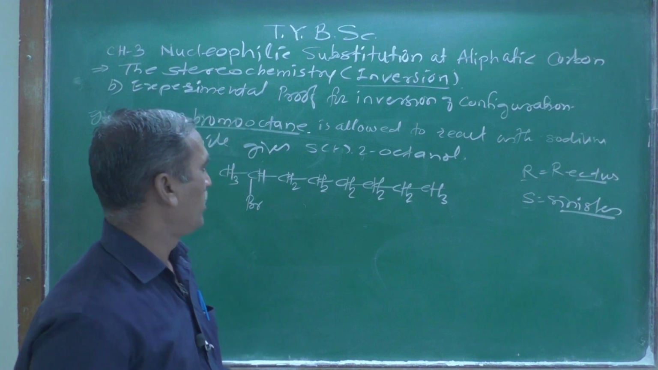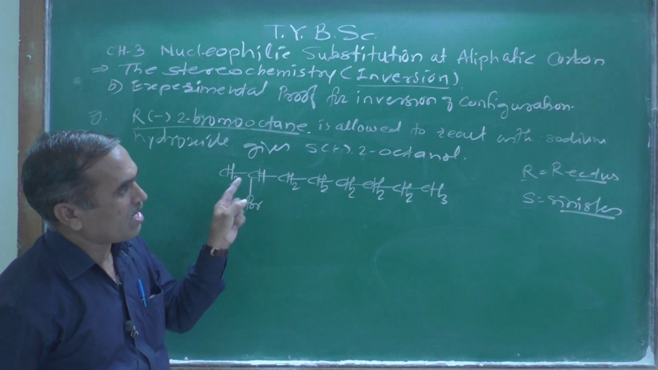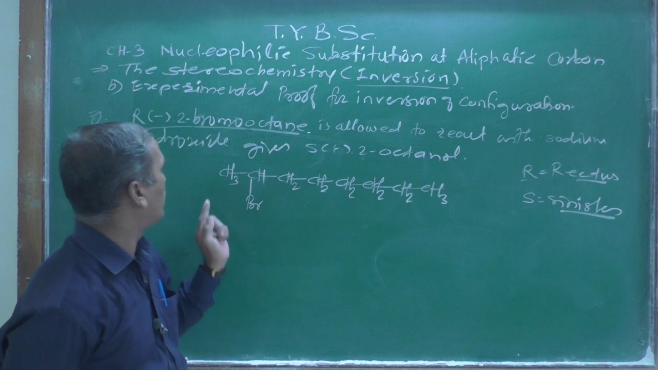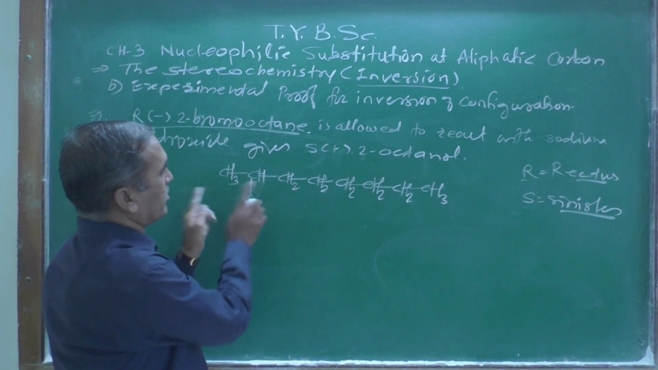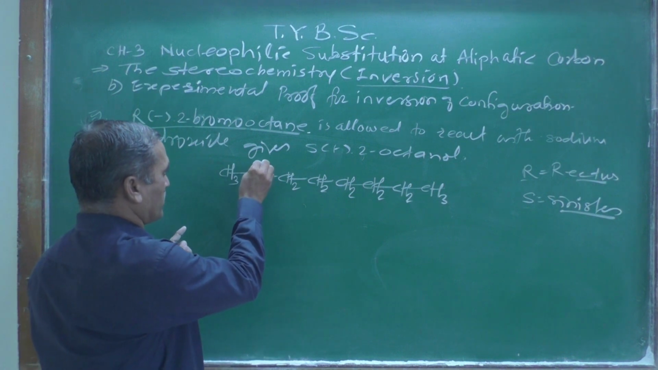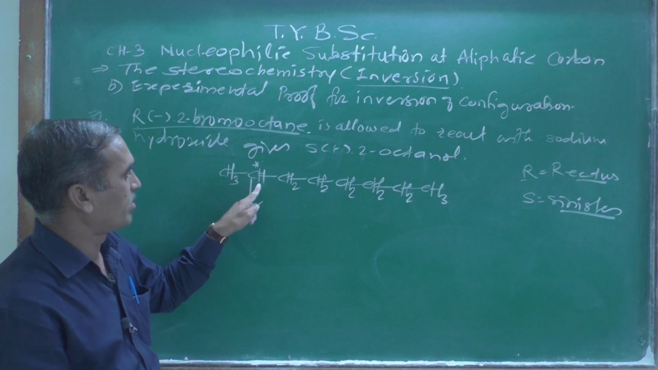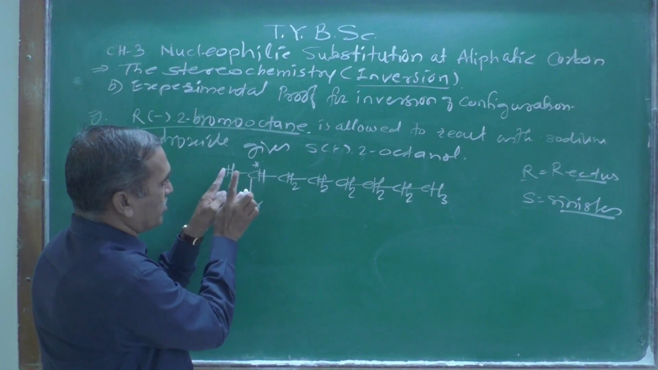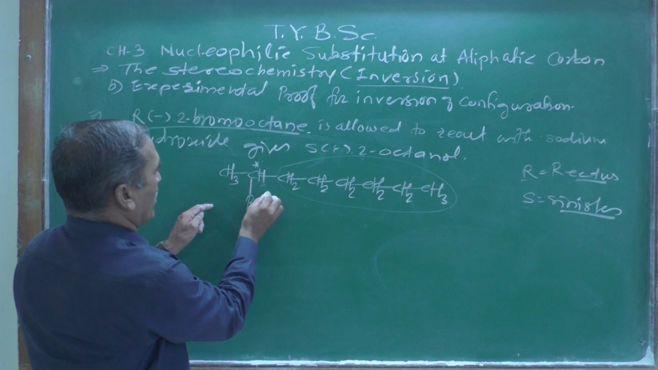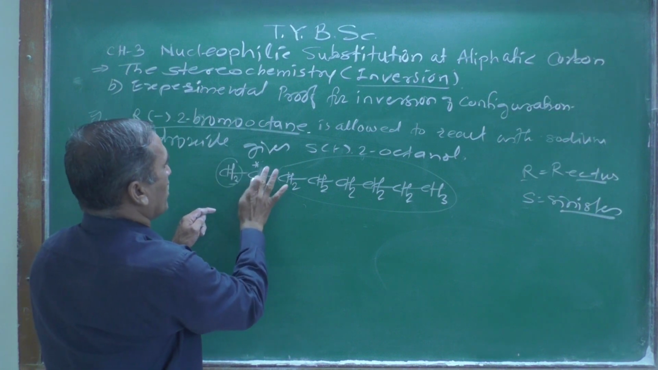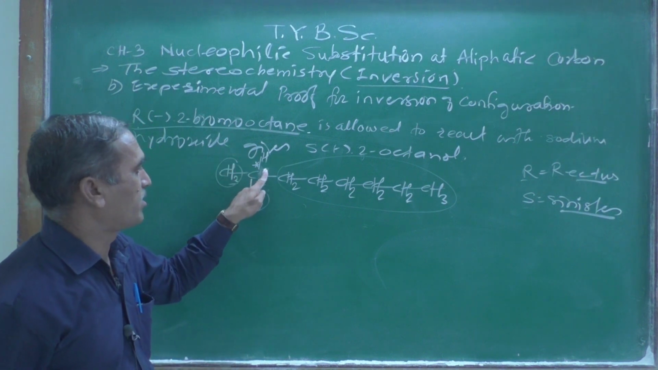Now first of all, observe this structure carefully and tell me how many chiral centers are present in this compound. This is 2-bromo-octane. How many chiral centers are present? Look at here. Only one chiral carbon atom is present, and it is denoted by an asterisk or a star. This carbon atom carries four different groups: one hydrogen, one is this group, another one is this group, and so on. There are four different groups, and therefore this carbon atom is a chiral center.